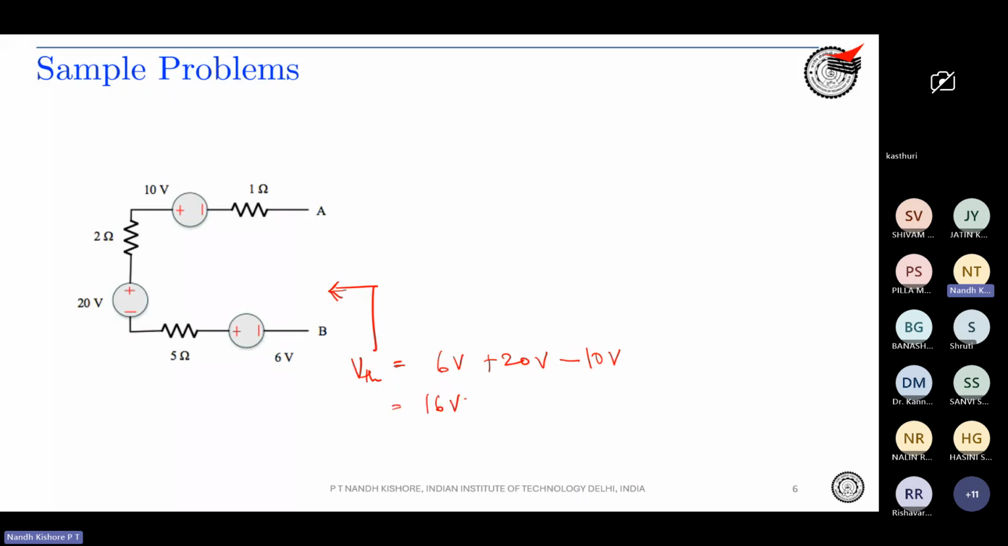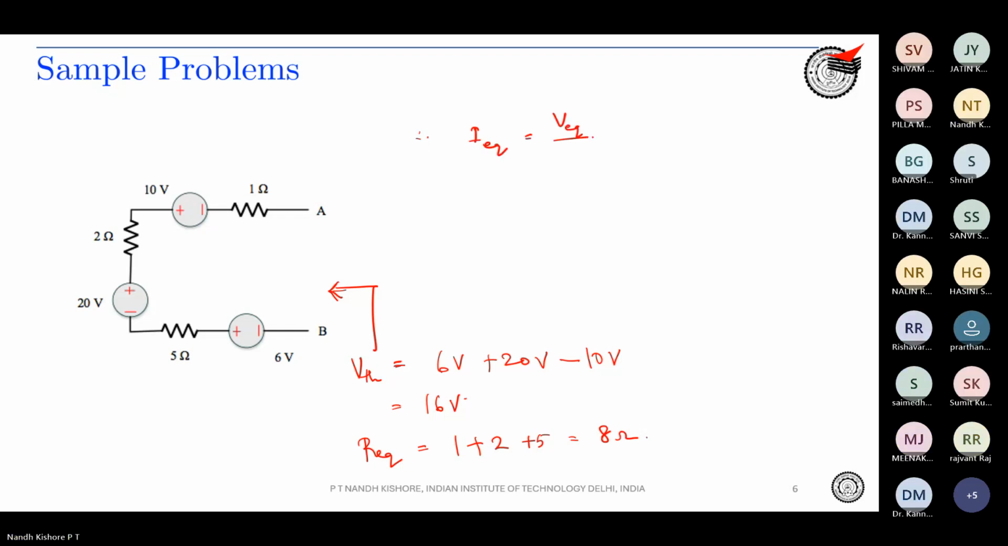So this is your V equivalent, and the R equivalent, seen from this terminal, is just a summation because the resistors are in series: 1 plus 2 plus 5, which is 8 ohms. Therefore, the equivalent current is simply V equivalent by R equivalent, which is 16 over 8, that is 2 amperes. Again, I think this is a very simple problem.